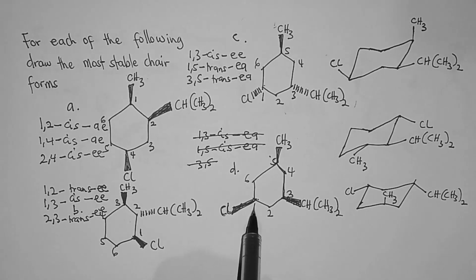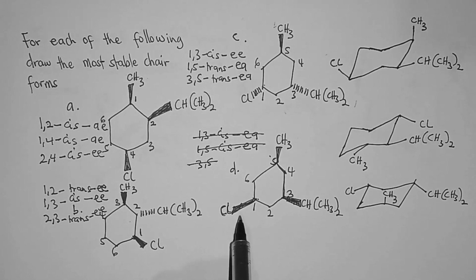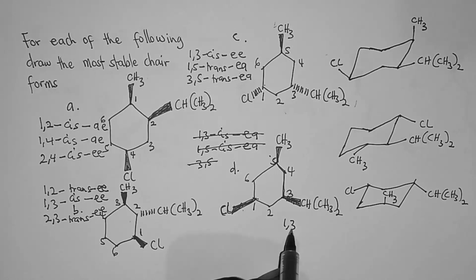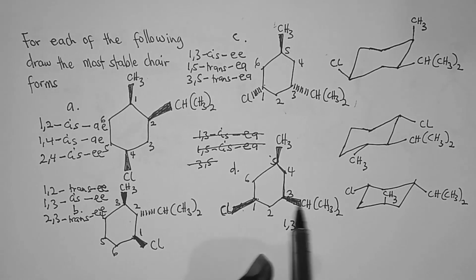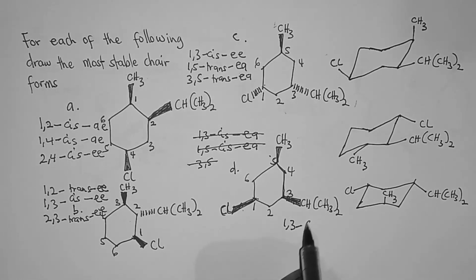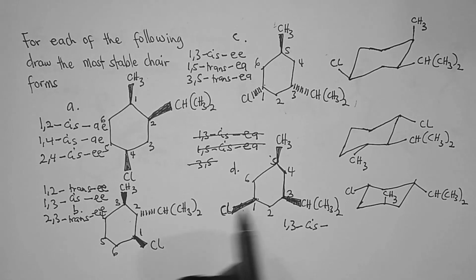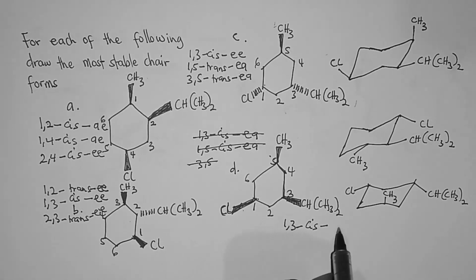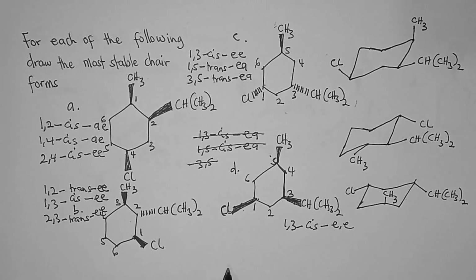So you can see that this is the correct labeling of the molecule. 1, 2, 3, 4, 5. So what's the relationship between the chlorine and the isopropyl? It is a 1, 3. 1, 3 in terms of chair conformer, and this is a cis. 1, 3 cis in a chair conformer is either an EE or an AA. But because we want the most stable chair conformer, we'll do an EE.